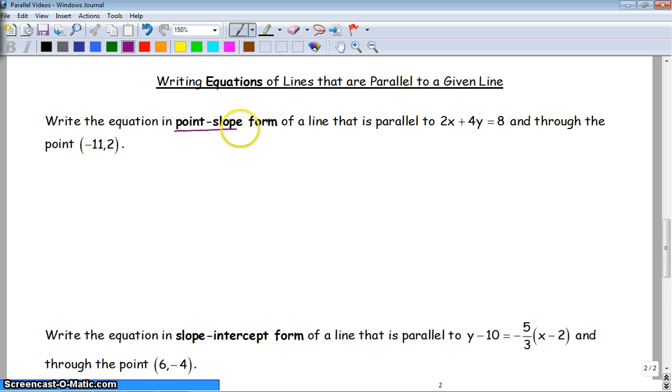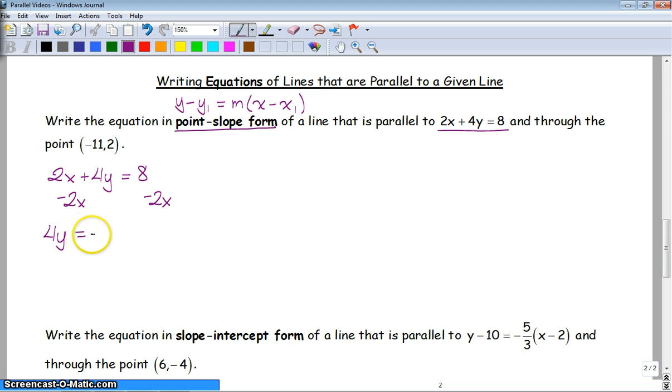First things first, point-slope form is y minus y1 equals m times x minus x1. The very first thing we should look for is what's our slope. So we can get that from the line they gave us, the 2x plus 4y equals 8. The only thing is, we need to put it into function form first. To put it in function form, we need to solve for y. Subtract 2x from both sides.